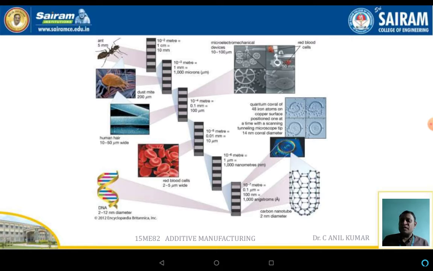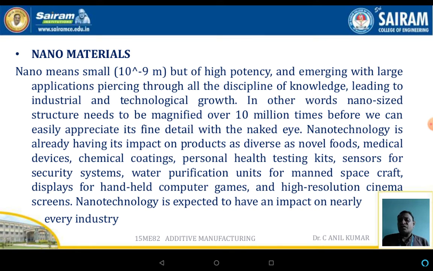The size of an ant is somewhere around 5 mm. The size of the mite is around 200 micrometers. Next, the size of the hair is 10 to 50 micrometers. Then the MEMS, what we are discussing, is around 10 to 100 micrometers. Then the blood cells are 2 to 5 micrometers. Then coming to either the DNAs or the carbon nanotubes, which are around 2 to 15 nanometers. Now, first we will see what is the nanomaterial, and the next part is nanomaterial technology.